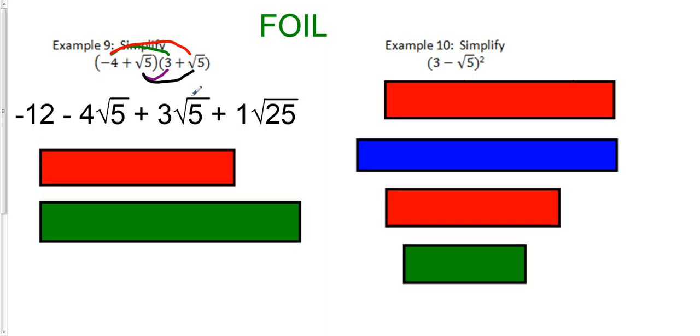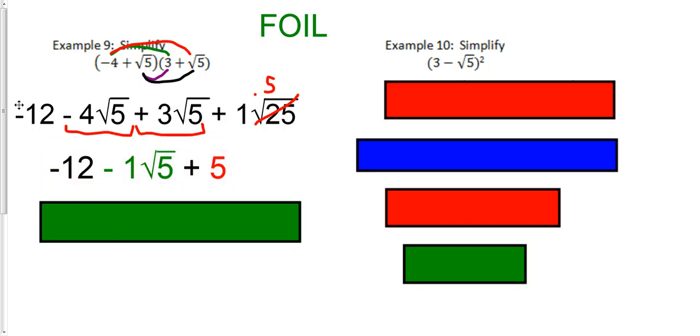Now, to start simplifying this down, we're going to do two things in one step. First off, square root of 25 we recognize as 5. So this is 1 times 5. This piece, negative 4 square roots of 5, plus this piece, positive 3 square roots of 5. Negative 4 and positive 3 combine to make a negative 1. So this is going to be negative 12 right here, minus 1 square root of 5. 1 times 5 makes our 5 right here.